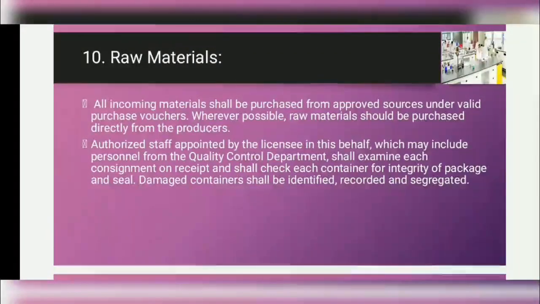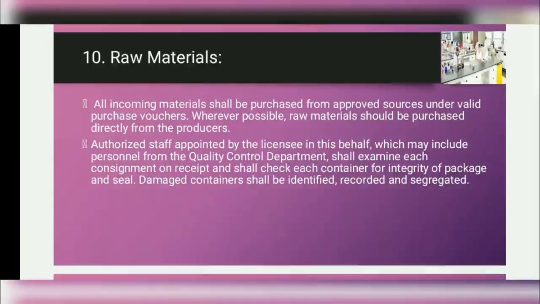All incoming materials must be purchased from approved sources under valid purchase vouchers. Wherever possible, raw materials should be purchased directly from the producers. Why should raw materials be purchased directly from the producers? Because if we purchase from some third party, then the cost will increase and also the chances of contamination will increase. So raw materials should be purchased directly from the producer, and we must maintain a valid purchase voucher.